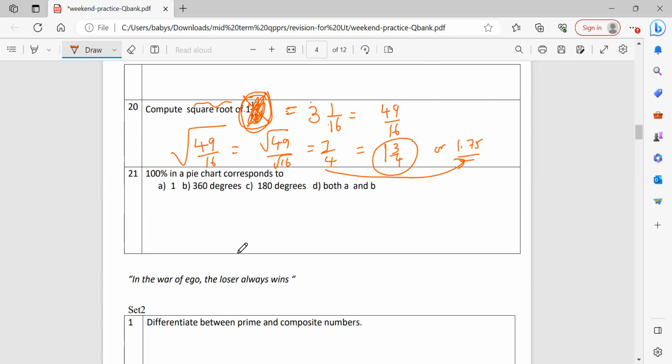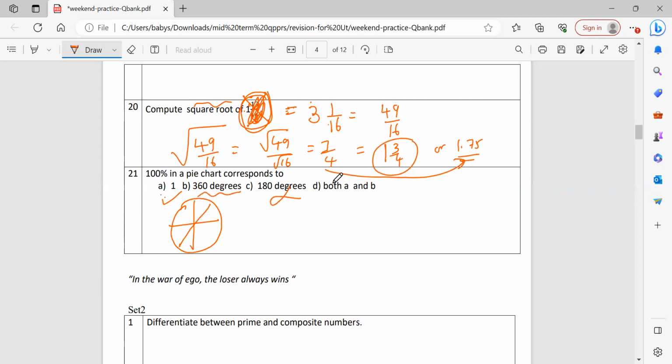Next is 100% in a pie chart corresponds to what? In a pie chart, 100% corresponds to 1, because 100% corresponds to 1 in terms of fractions. See, I have 1 means the whole, right? The full. And then I'm going to have pieces or parts. So 100% definitely will correspond to 1. In terms of angle, it also corresponds to 360 degrees.